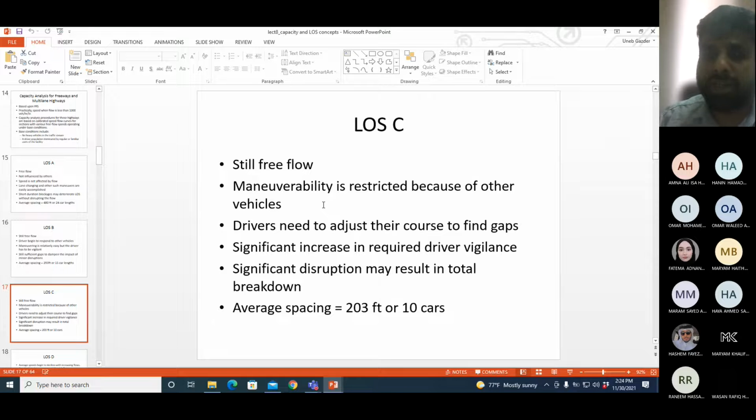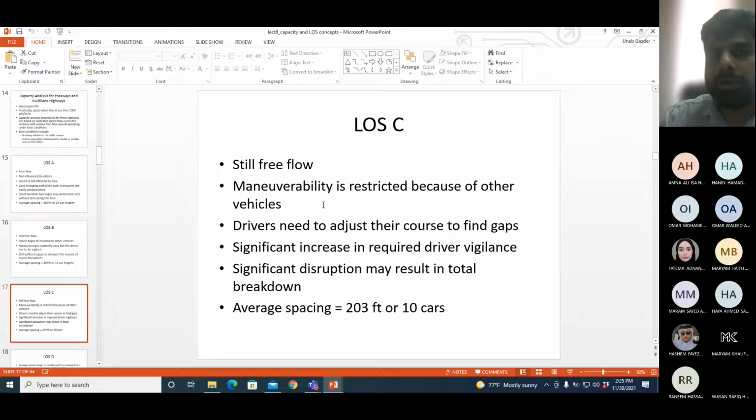So if you want to change your lane, you may have to wait for the other drivers to give you the chance. But in level of service A and B, it was very easy. You wanted to change and instantly you may be able to change, with some care. But in level of service C, the gaps are now very infrequent and they are smaller. So you may have to wait for implementing your decision to maneuver to another lane or to change your direction.